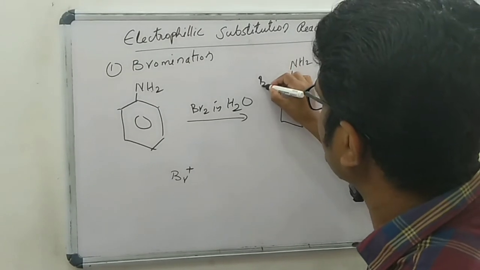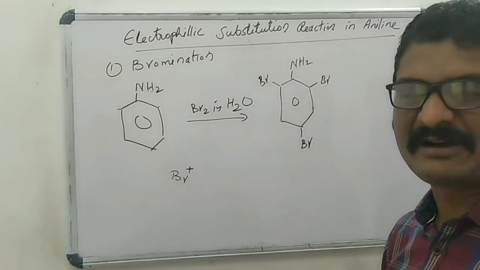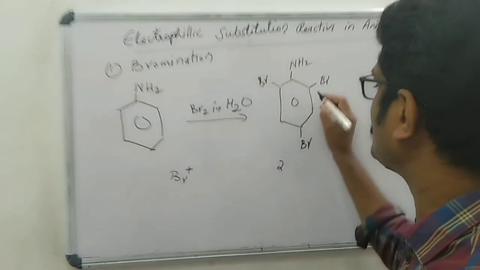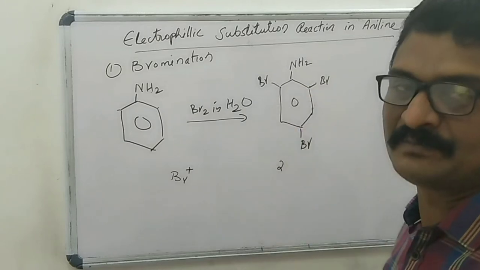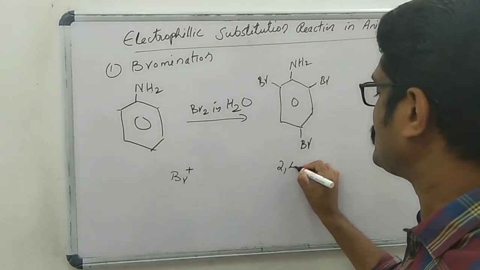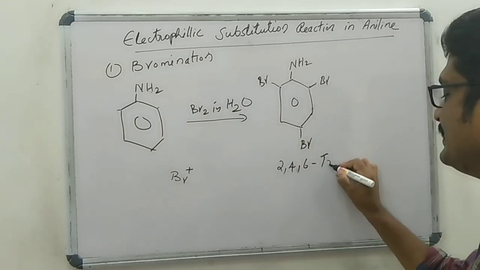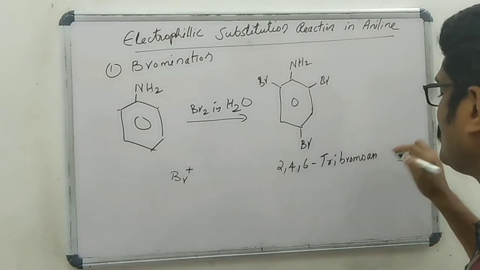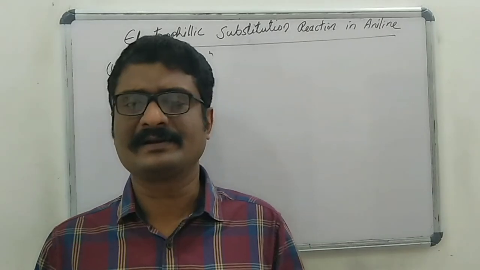this ortho position and para position, and after the reaction you will get a white precipitate. Numbering 1, 2, 3, 4, 5, 6, the positions of Br are 2, 4, 6. And you will get a white precipitate of 2, 4, 6 tribromoaniline. 2, 4, 6 tribromoaniline.